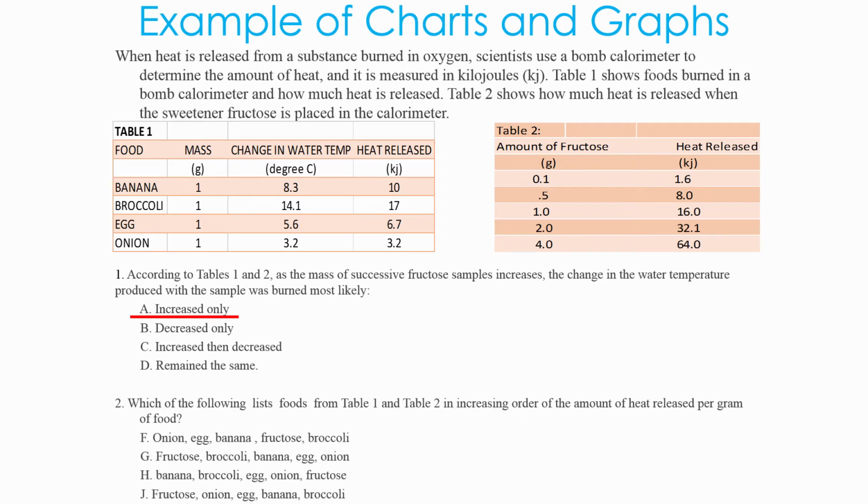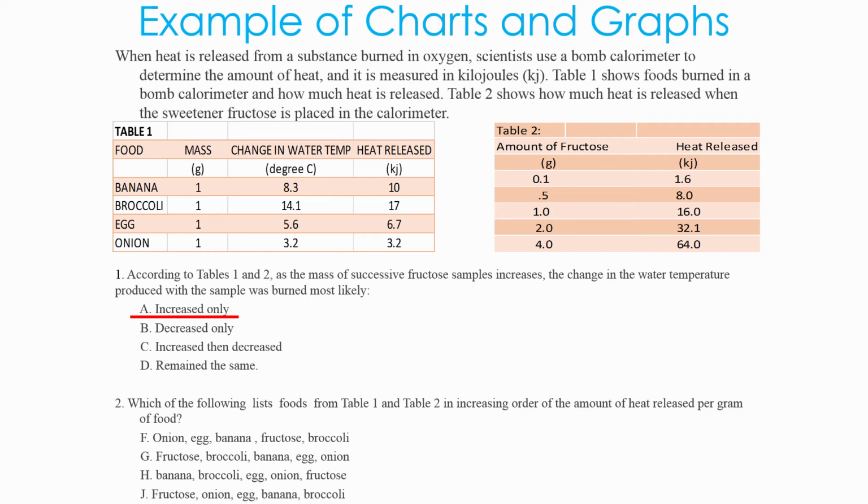Here's another question that asks you to use the charts together. Which of the following lists of foods from Table 1 and Table 2 is in increasing order of the amount of heat released per gram of food? F, onion, egg, banana, fructose, broccoli. G, fructose, broccoli, banana, egg, onion. H, banana, broccoli, egg, onion, fructose. And J, fructose, onion, egg, banana, and broccoli.